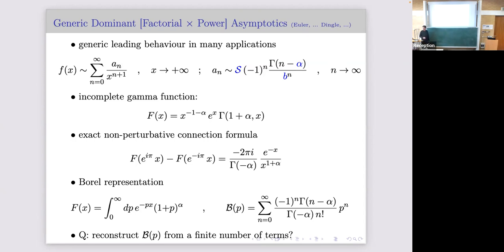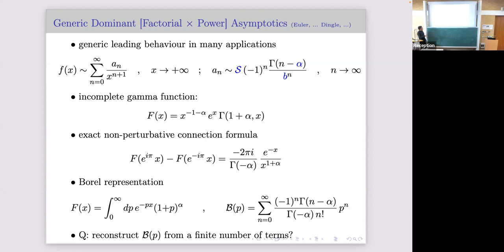So this is a baby version of the bigger problem. Now, let's scale B to 1, because it's not really important. We won't worry too much about the Stokes constant yet. We'll come back to that later. So if this is the actual growth, not just the leading growth, then this is just the asymptotic expansion of the incomplete gamma function multiplied by an exponential. So alpha here is the exponent. So this guy has this asymptotic expansion, but we also know that it has this non-perturbative connection formula. If you rotate minus x either that way or that way, there's a jump which is exponentially small.